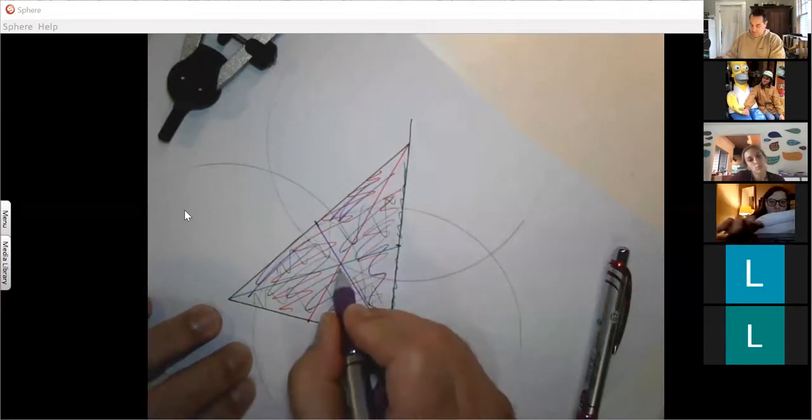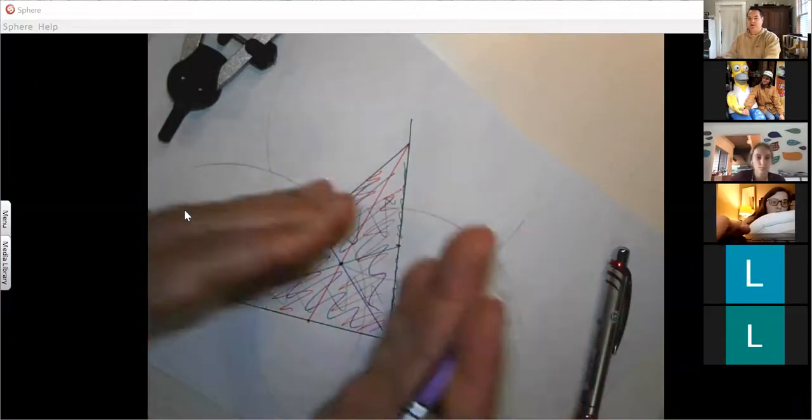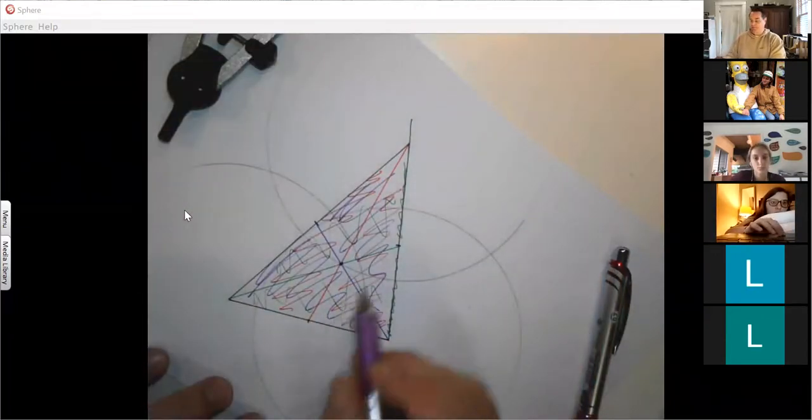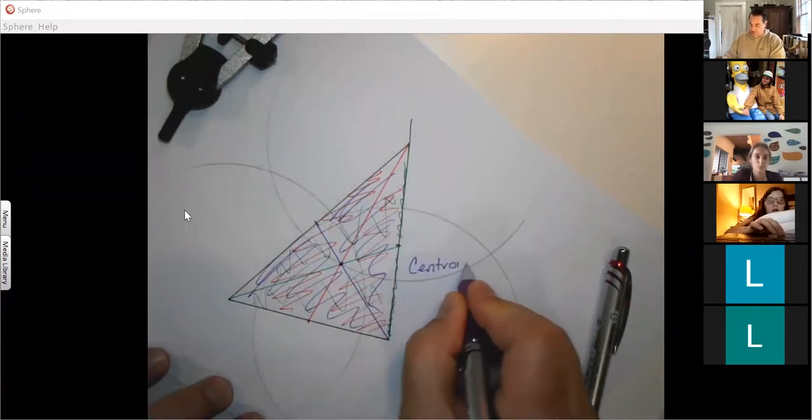So by using these medians, what it gives me is this point where the weight is evenly distributed on all sides. And as a result, this is the center of gravity. This is the coolest name as well. This one is called the centroid.